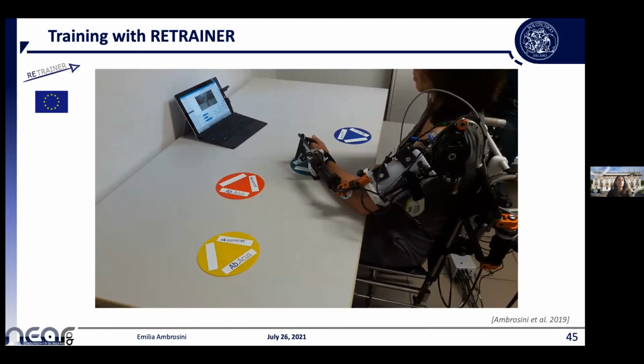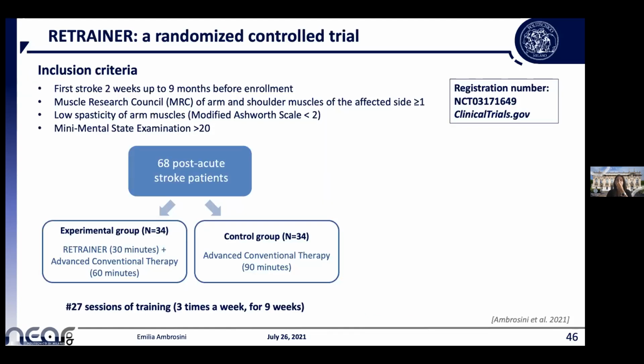Also in this case, we performed a randomized control trial in which we included patients with a first stroke 2 weeks up to 9 months before enrollment, so in the post-acute phase. We asked that they had some activity, so we measured the Medical Research Council scale of arm and shoulder muscles of the affected side, and this had to be equal to or more than 1. We required that participants had a low spasticity of the muscles and that they were able to collaborate.